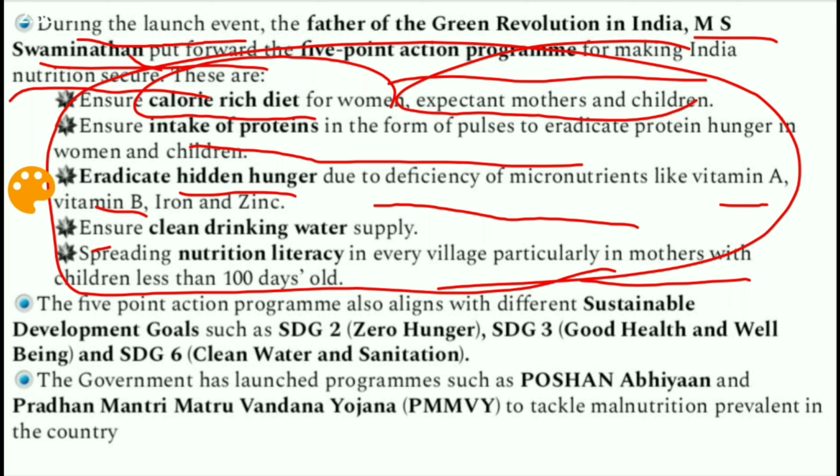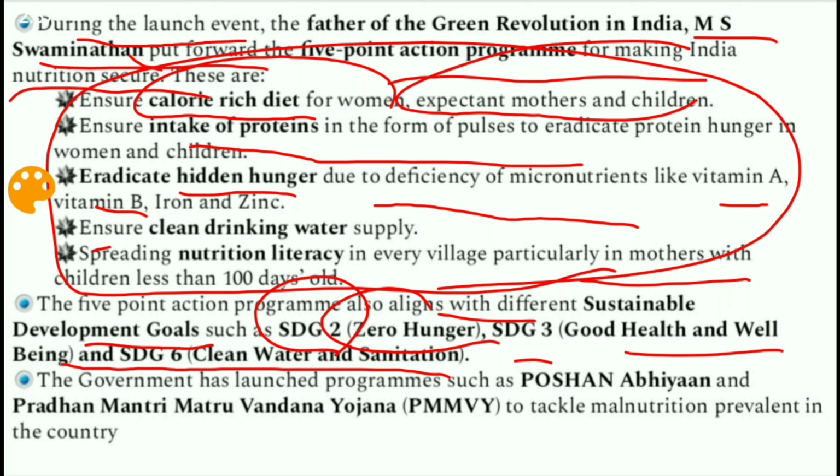So the 5-point action program also aligns with different Sustainable Development Goals such as SDG 2, which is for zero hunger, SDG 3, which is for good health and well-being, and SDG 6, clean water and sanitation. Guys, in the comment box mention what SDG 1 and SDG 15 are. I am asking arbitrarily so that you practice SDGs and can apply them while writing answers in mains. And SDGs can come in prelims as well.